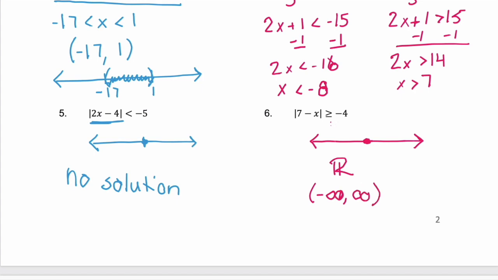Don't fall for this trick. Number 6 is a tricky problem. We're very used to "you can't have an absolute value equal to a negative or less than a negative," but you can have an absolute value that is greater than a negative, which is what we have in example 6.